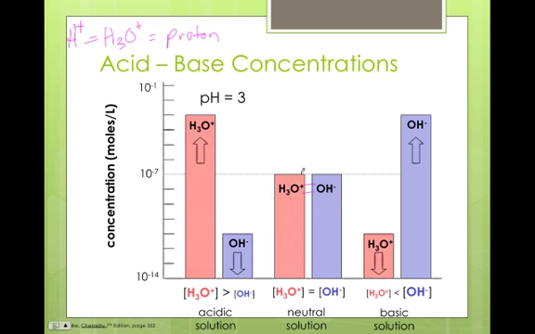Here on the left, the pH equals 3, and the reason the pH equals 3 is because we have 10 to the minus 3. In the middle, pH equals 7, and the reason is because we have 10 to the minus 7. And here pH equals 11 because the hydronium ion concentration is very low. It's down at 10 to the minus 11.